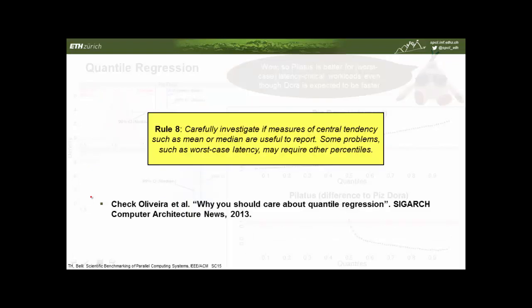If you want to know more, there's a wonderful paper, why you should care about quantile regression, at SIGARCH. It basically shows how the Linux kernel developers made a lot of mistakes while analyzing one scheduler versus another one. And it's a very impressive result, turning a result completely upside down because they didn't know about quantile regression. Was it a question or?